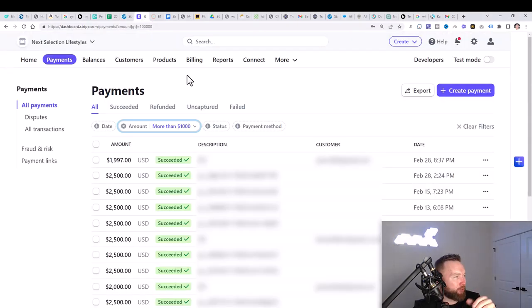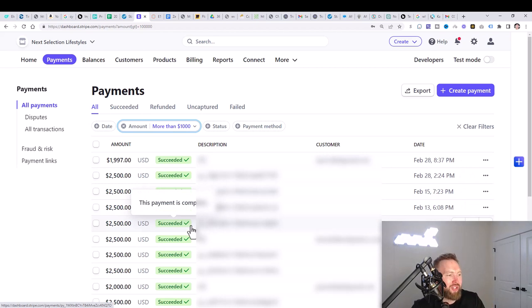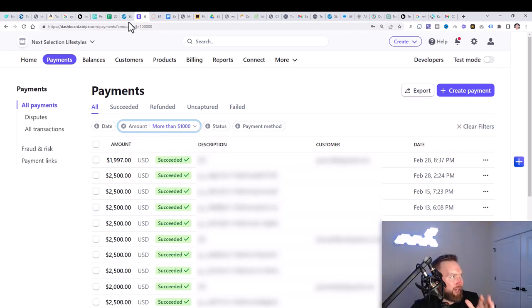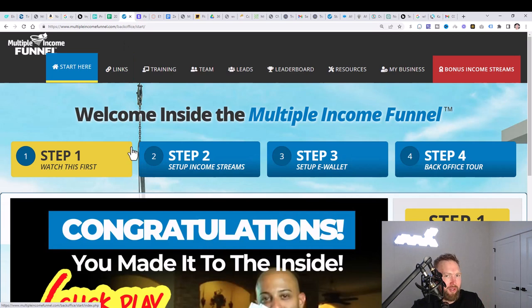And just to show you guys some results, just from this year, I've generated in profit over $14,000, roughly. You can see all these $2,500 payments here. We've got a payment of $1,997 as well. Keep in mind the $500 extra payments on top of the $2,000 is actually an admin fee. So in profit, it's been $14,000. And all I did was send people to this simple system that you're seeing right here.